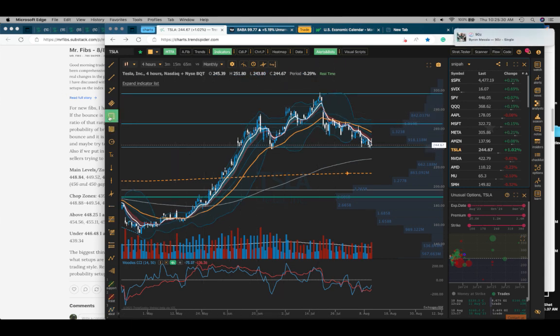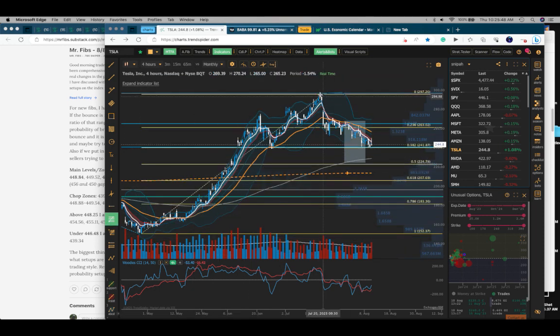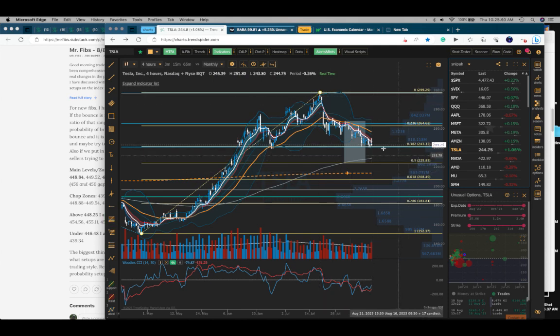And then let's just do the same type of thing. Symmetry projection. This double bottom attempt. And then, alright, so there, and then between low to high. Yeah, the 38.2. So 222. Yeah, it's going to be interesting for Tesla to hold here.